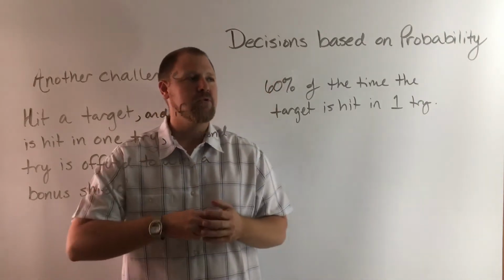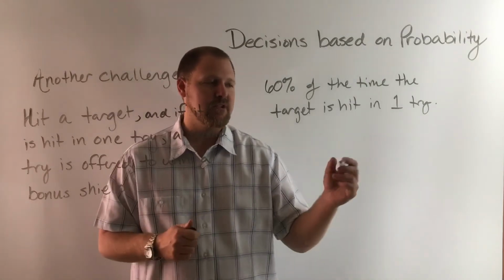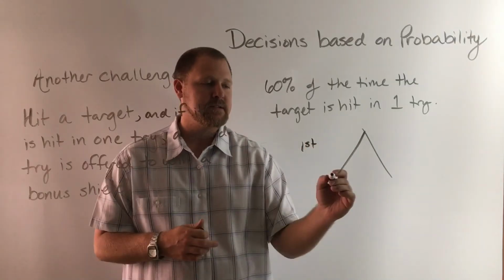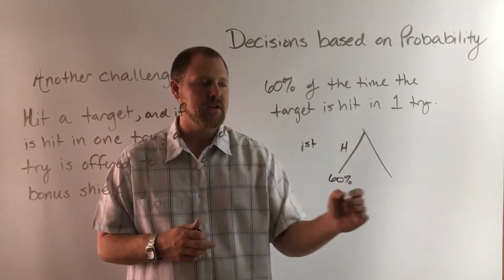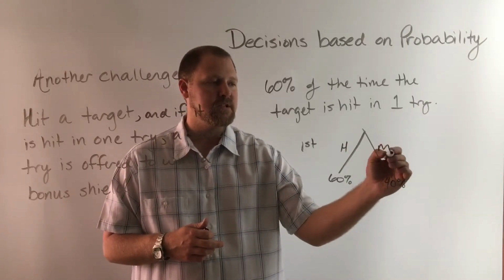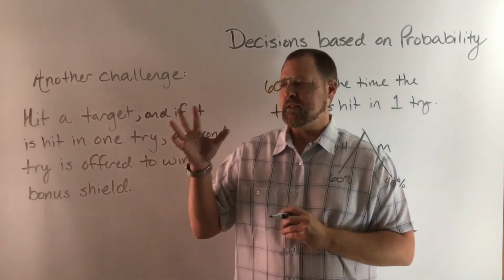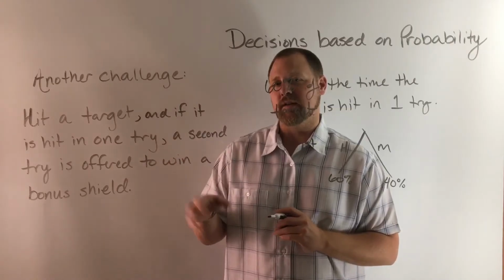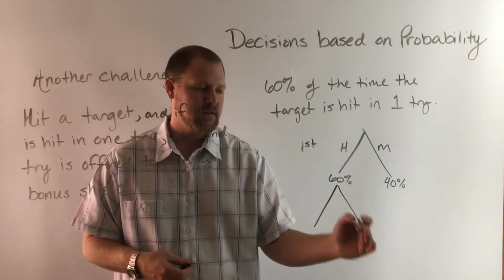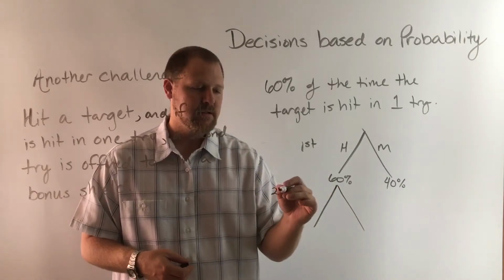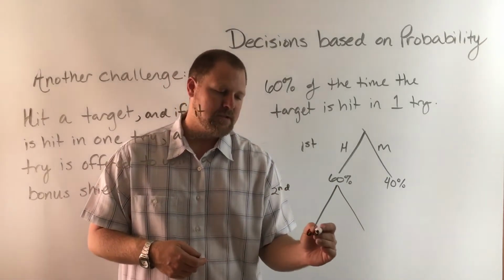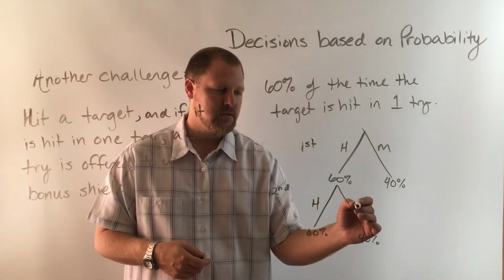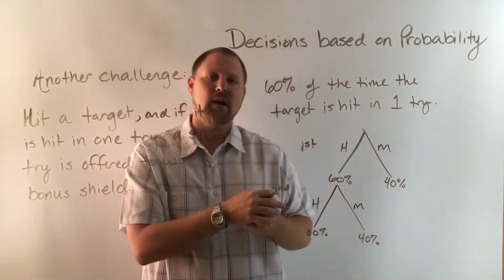We could probably do another Venn diagram, but in this case I like to use a tree diagram, because here we have the first attempt, and 60% of the time we will hit the target, 40% of the time we will miss the target. Now, the rules state if you hit it the first time, you get an opportunity for a second try for the bonus shield. So only going after the first hit will you have an opportunity for a second. 60% of the time, 40% of the time. The probabilities don't change just because you had a first try.